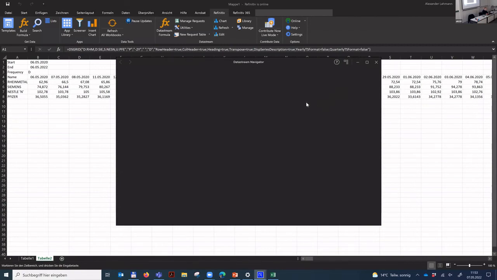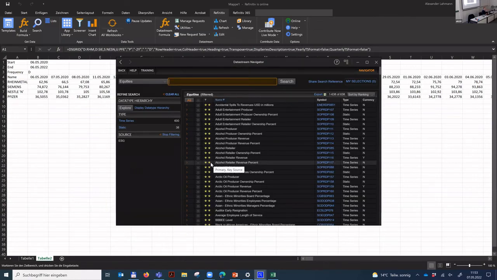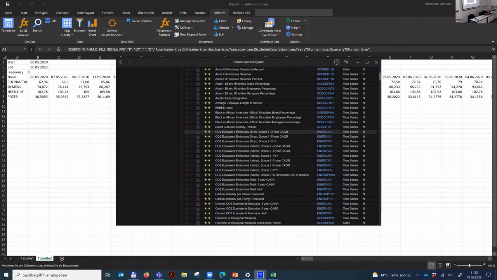As on the search item for the data types, I could go to ESG directly and look at all the time series items. Important because I'm doing this for different days. For instance, whether it's an adult entertainment producer or not, alcohol retailer, and so on and so forth. So it would be a yes or no. But I could also download the CO2 equivalent emissions directly.